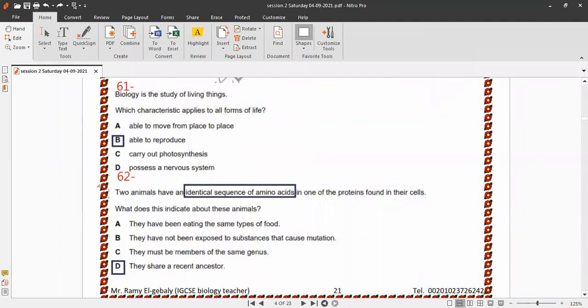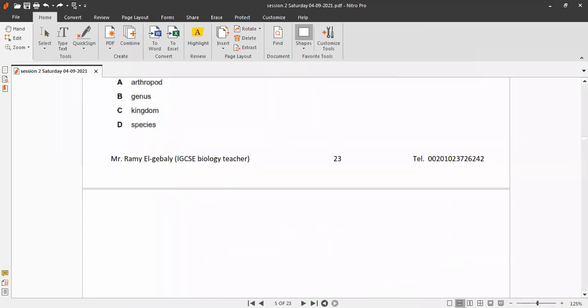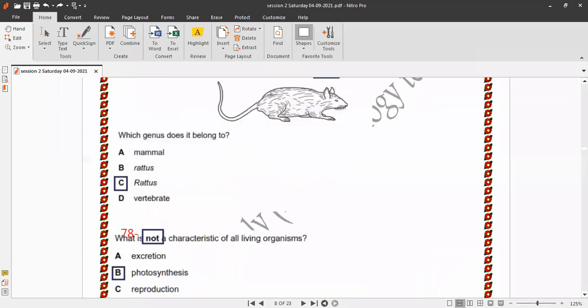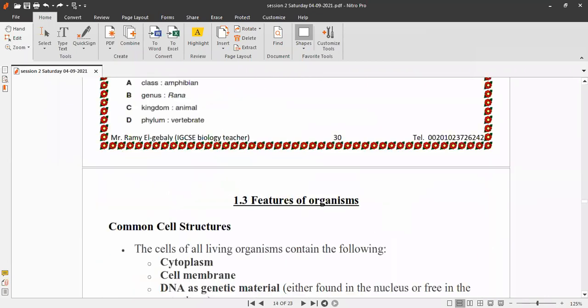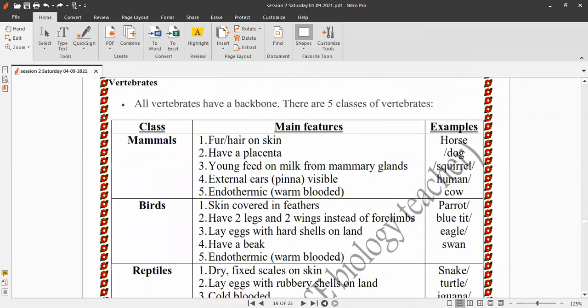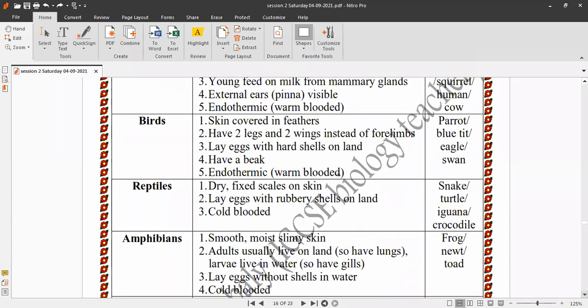I have a question. In reptiles, in the IGCSE exams, should we write the examples that you said, or any other examples like copperhead and others? No problem, write anything, but correct, please. You can write for reptiles: crocodile, turtle, snake.